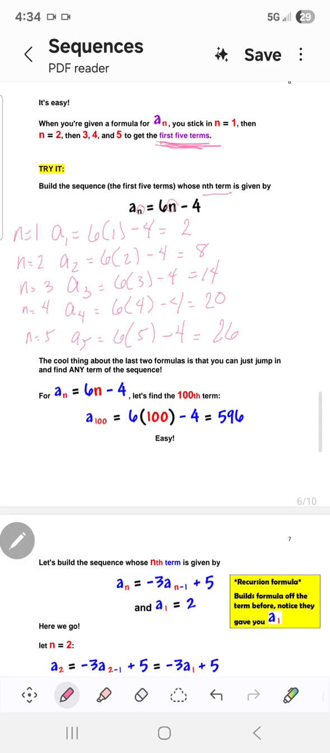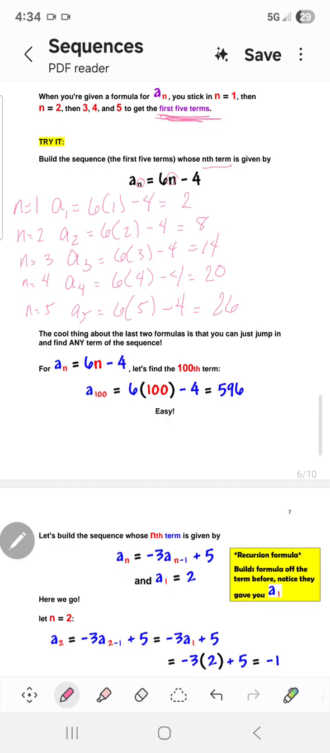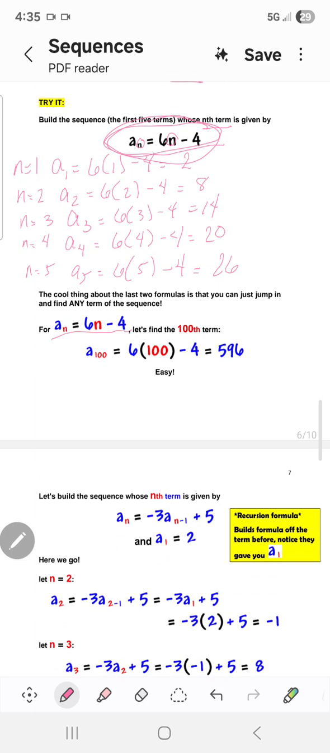So the cool thing about the last 2 formulas is that you can just jump to find any single term in the sequence. And why is that? Because I have an nth term equation. So for this one, this equation we were just looking at, if I said, hey, go find the 100th term, you totally could. You would plug in n is 100, and bam, you've got it. Not bad.